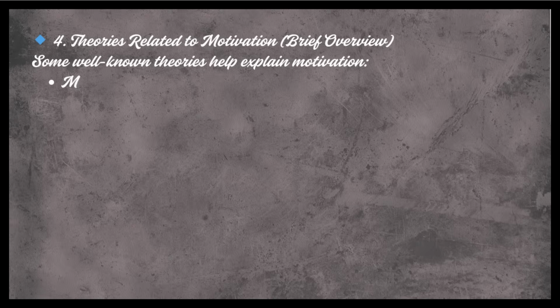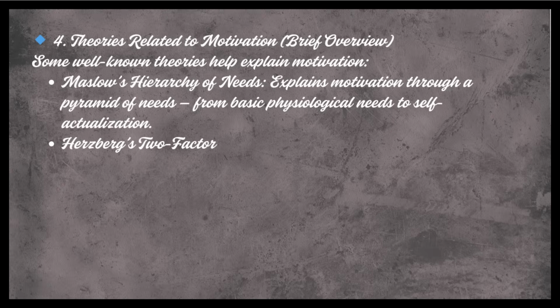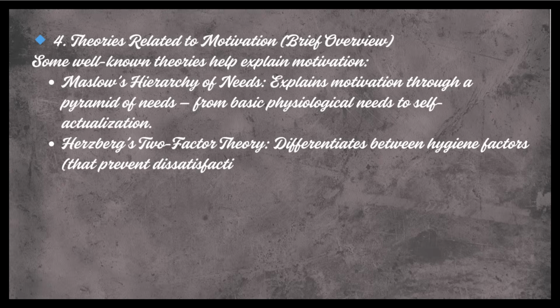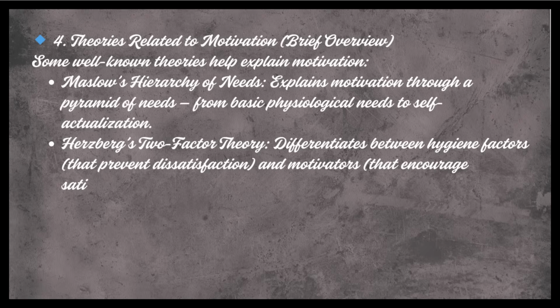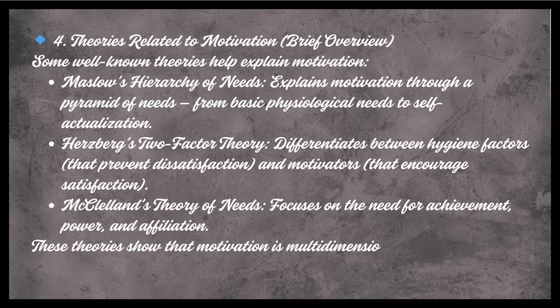4. Theories related to motivation. Brief overview. Some well-known theories help explain motivation. Maslow's hierarchy of needs explains motivation through a pyramid of needs, from basic physiological needs to self-actualization. Herzberg's two-factor theory differentiates between hygiene factors that prevent dissatisfaction and motivators that encourage satisfaction. McClelland's theory of needs focuses on the need for achievement, power, and affiliation. These theories show that motivation is multidimensional and dynamic.